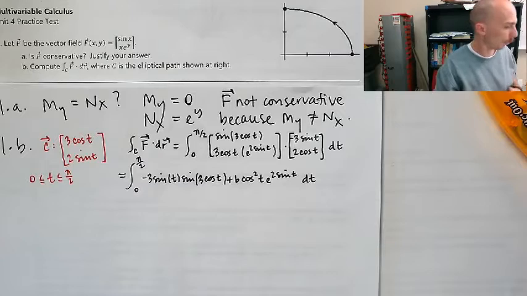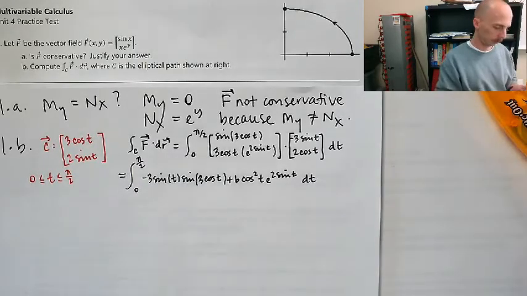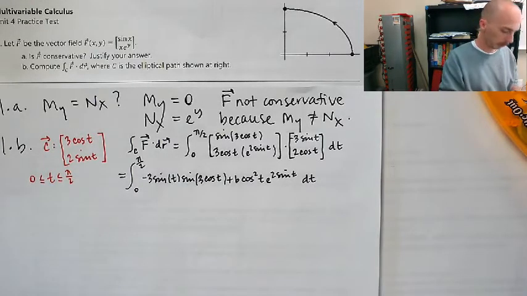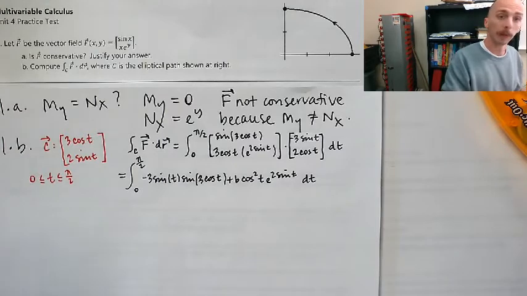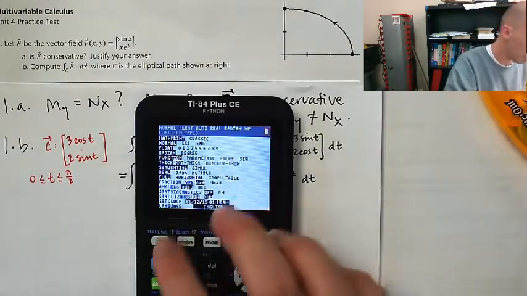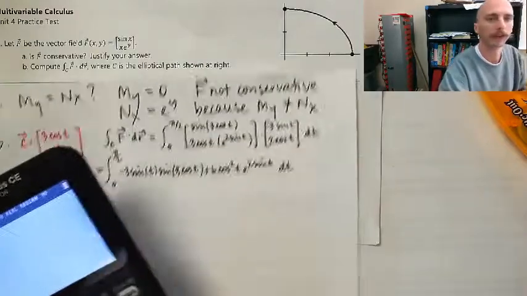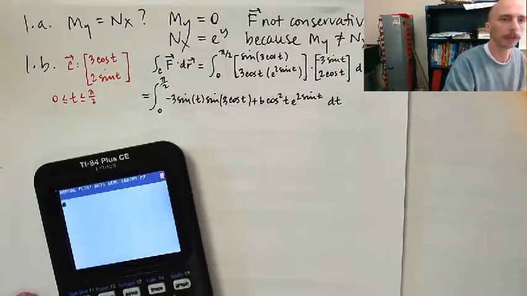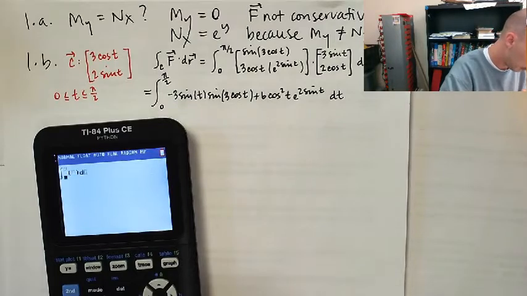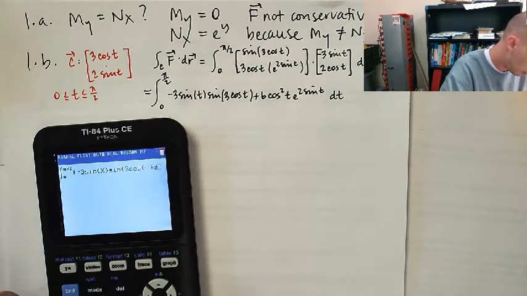Now, this one, we don't want anything to do with that. We're going to bring out a friend here, and I'm going to make sure it's in function and radian mode. Pre-cal discussion in here this morning and had to go into parametric mode. Anyway, we're just going to type this in. Integral 0 to pi divided by 2, negative 3 sine of t times the sine of 3 cosine t plus 6 cosine squared t e to the 2 sine t.